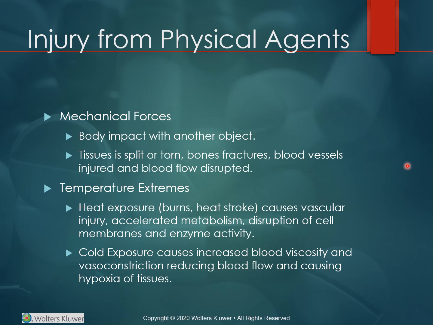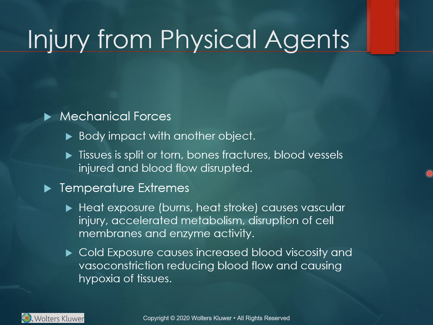So a little bit more about injury from physical agents. So one physical agent that can damage cells are mechanical forces, and that's when the body just makes sudden impact with another object. And so that can cause tissues and cells to split, to be torn. It can break bones. It can rip or tear blood vessels. It can interrupt blood flow. So mechanical forces can cause a wide range of injury to cells.